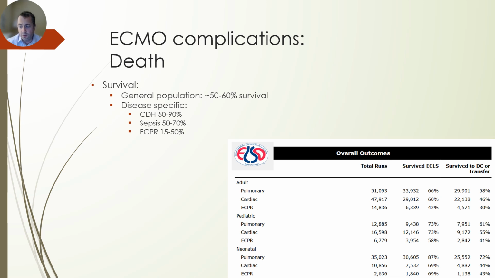And then, of course, sadly, death. General population, 50 to 60% survival, usually a little bit better for pulmonary cases. And it is better in pediatric and neonatal than in adults.